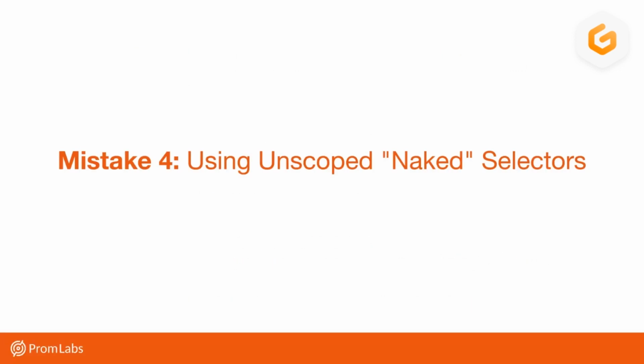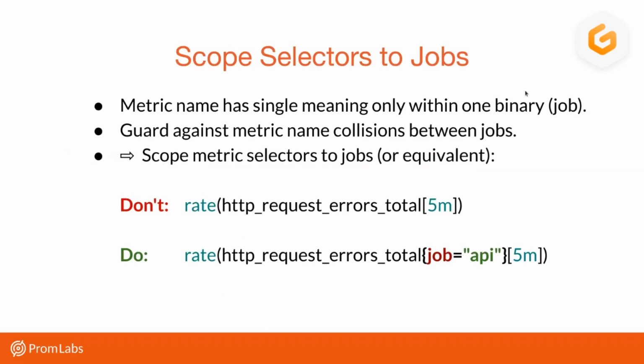Mistake number 4, using unscoped naked selectors. We see we're going through this pretty quickly. So selectors, I'm talking about metric selectors here. When you have this kind of construct, like in the middle, HTTP request errors total, that's the metric name, and then you can also have labels on it. If you only select the metric by its name only, many people do that. It's like, oh yeah, cool, I get the time series that I want.